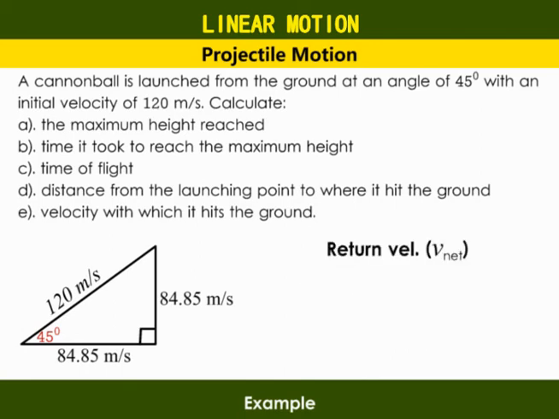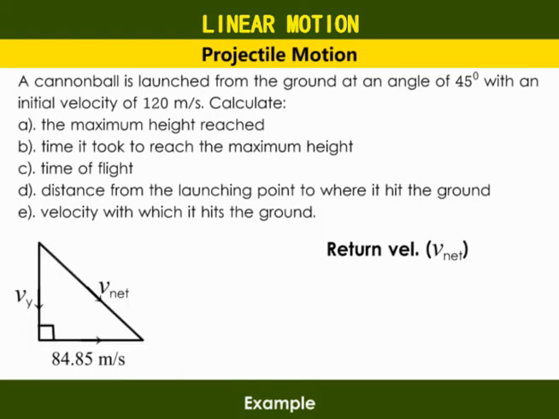How about the velocity with which it strikes the ground? Now it is important to note that the ball hits the ground also at an angle. As it hits the ground, it has a vertical velocity as well as a horizontal velocity. So let's work out the net velocity. Vx is equal to 84.85 meters per second. That one we already know. Now we need to find Vy.